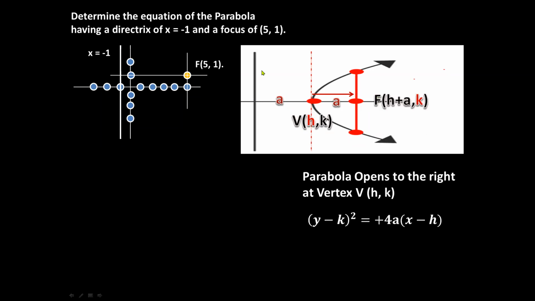How about the equation of the directrix? X equal to? Mabilis na yan. X equal to H minus A. That's it, kasi to the left. Yan. So, nandyan na. Naku, wala lang kahirap-hirap.